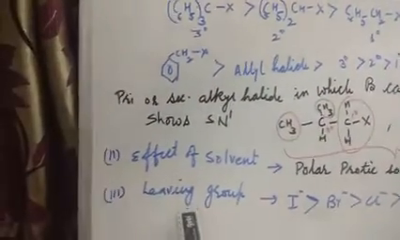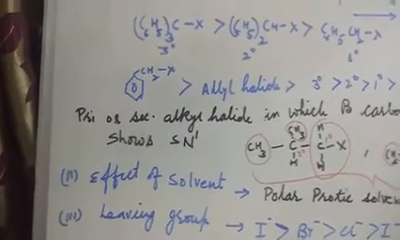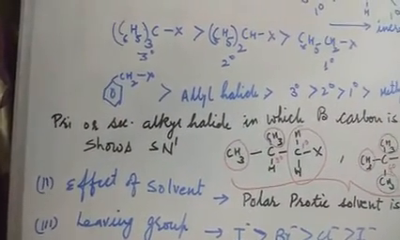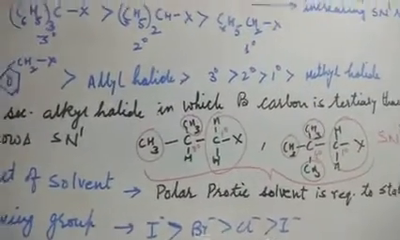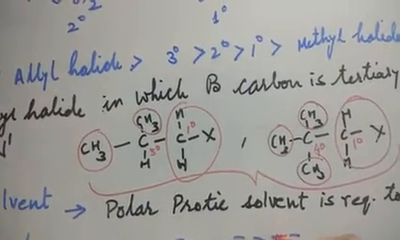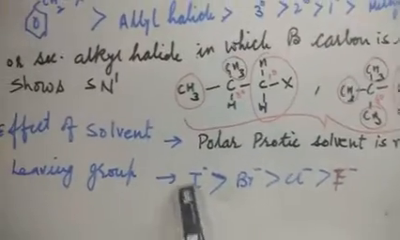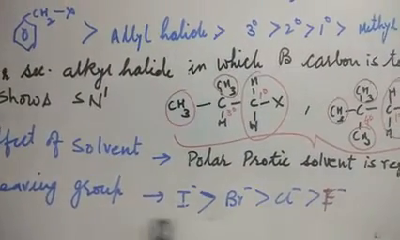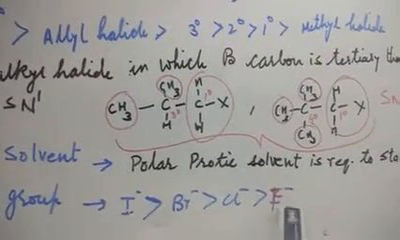The next factor which affects SN1 is the leaving group. The leaving group is the same as in SN2, students. Bigger the size, more efficient will be the leaving group. So I negative, Br negative, Cl negative, and here this is F negative. Size is decreasing, and that's why iodide ion shows maximum probability of leaving, then Br, then Cl, and least in case of fluoride. Okay, students, so these are the factors which affect the SN1 reaction.